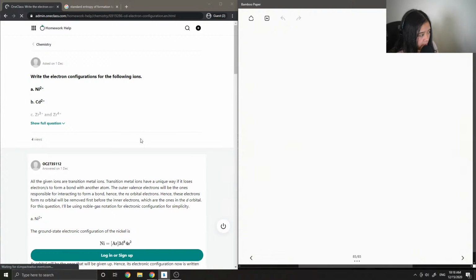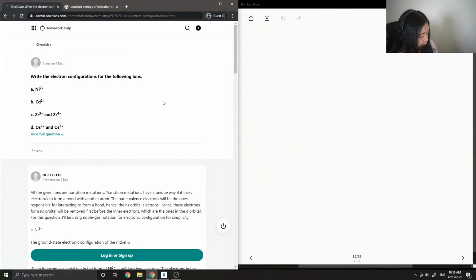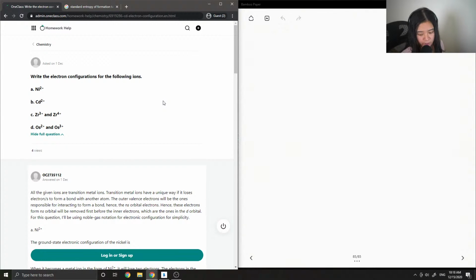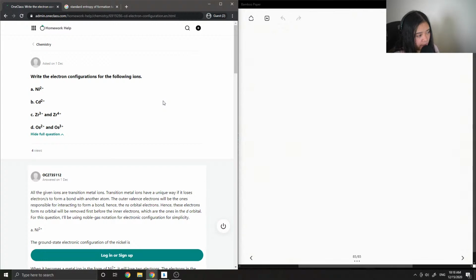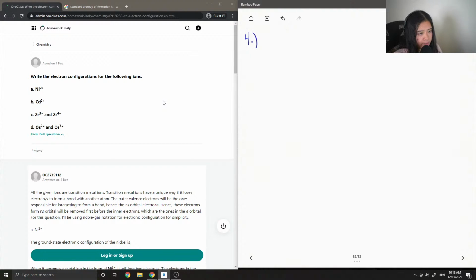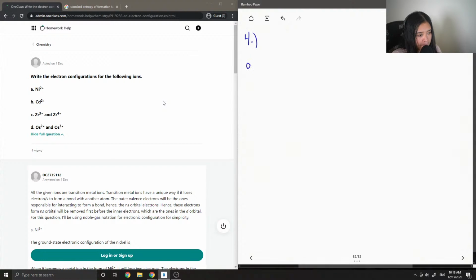Okay, so question number 4 is to write the electron configurations of the following ions. Let's start off with nickel 2+. When I write down electron configurations for ions, I like to first try to find the electron configuration of the atom if it were neutral.